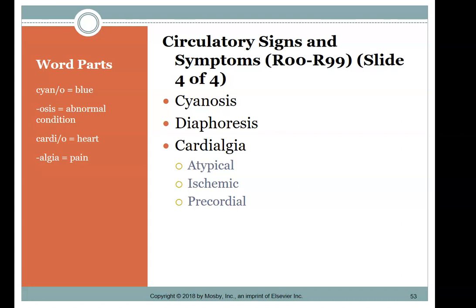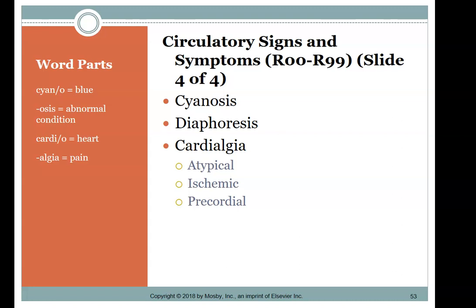Some additional circulatory signs and symptoms. You've got cyanosis. Okay, cyanosis is lack of oxygen in the blood, seen as a bluish or grayish discoloration of skin, nail beds, and or lips. Diaphoresis is the profuse secretion of sweat.